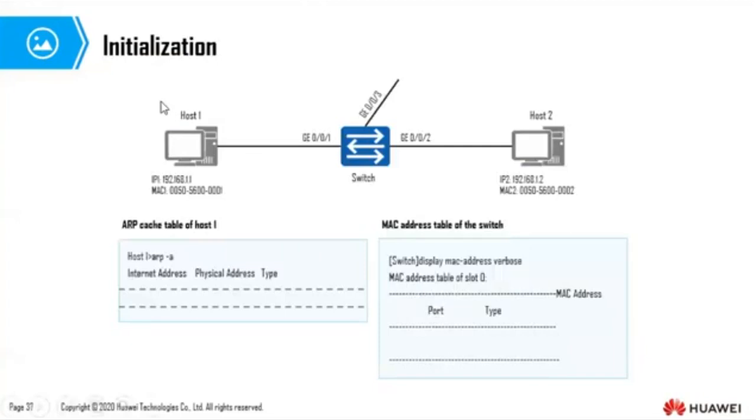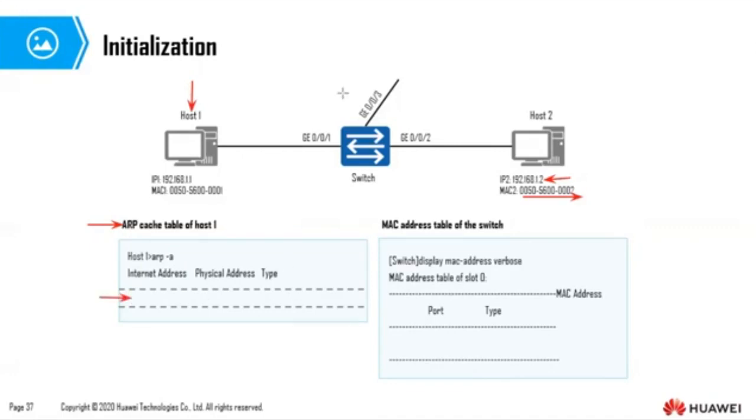So initially, host 1, before sending, is going to check its local ARP cache table. Do I have an association for this IP address? Because right now, the only thing it has is the IP address of host 2. So do I have the IP address of host 2 and its MAC address in my ARP cache table? It will check, but because they've not communicated before, it's going to find that it's empty. So I don't have that association.